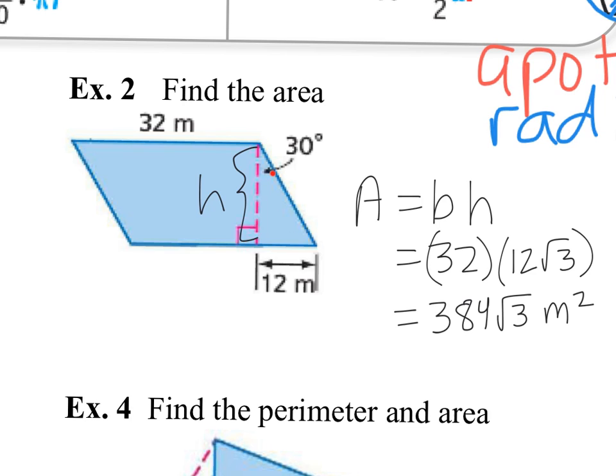So notice that the short leg opposite the 30-degree angle is 12 meters. So to find the height, remember to get the long leg of a 30-60-90, you take the short leg and multiply it by the square root of 3. And so that's where we got our height. And so to get the area, take base times height, multiply them together, and you get 384 times the square root of 3 meters squared.